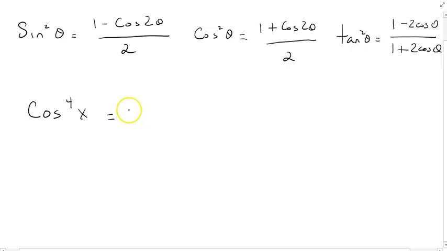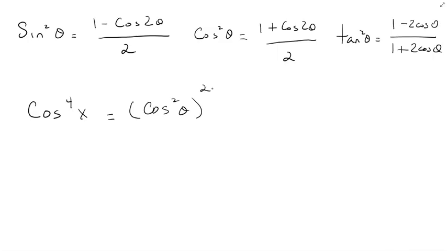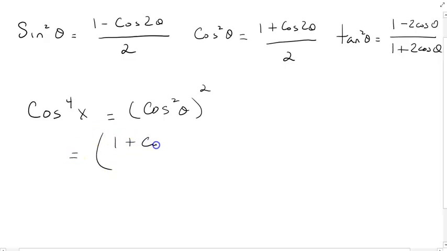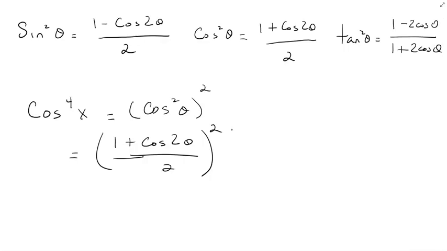So basically, I can rewrite cosine to the 4th as cosine squared all squared, right? Because anything squared and then squared again is that anything to the 4th power. So that means I can plug in my cosine squared power reducing. It's 1 plus cosine 2 theta, all over 2. You actually have to square, so squaring a binomial is something you have to do a lot. So let's square that.